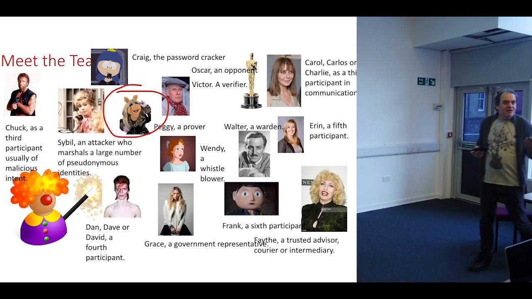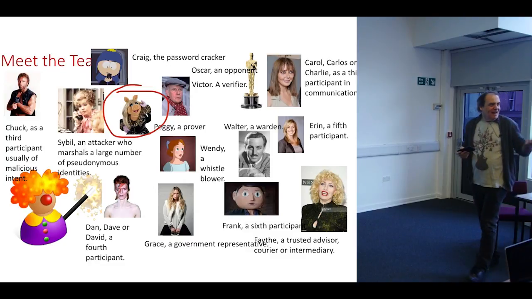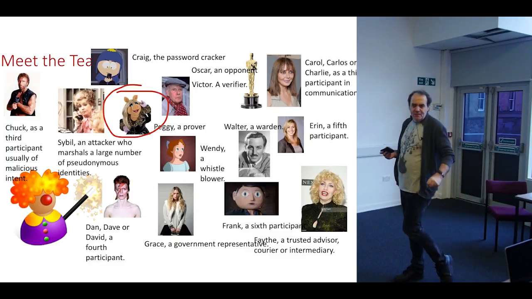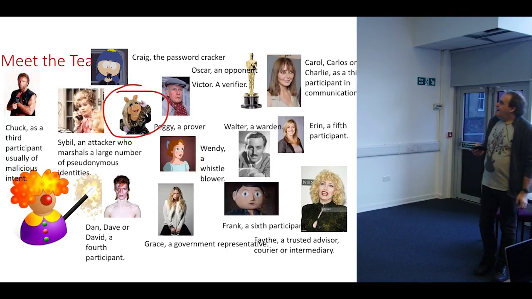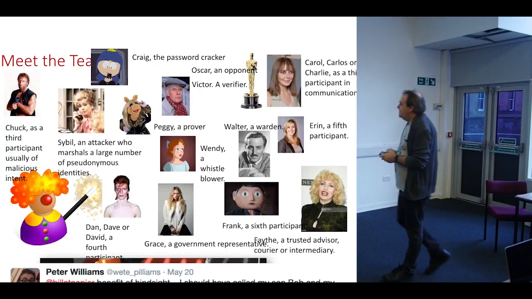So in cryptography, we tell stories about Bob and Alice and Eve. So Bob and Alice are the two people communicating. Eve is the hacker. We get all these other ones that actually come into it.